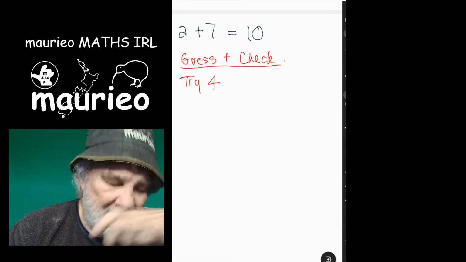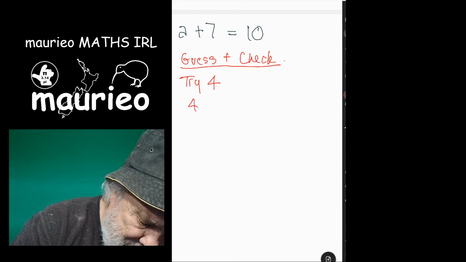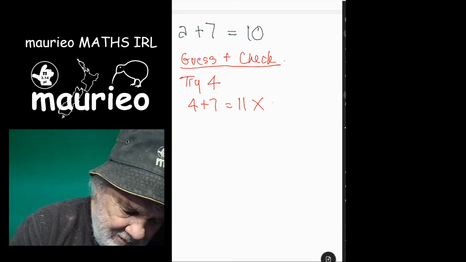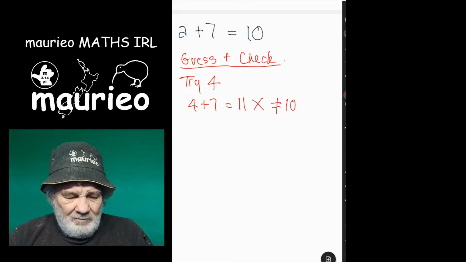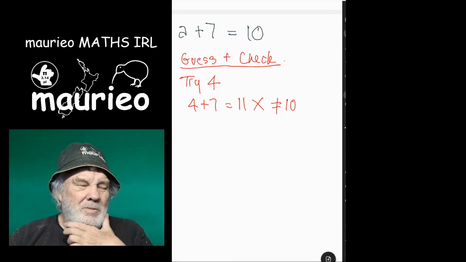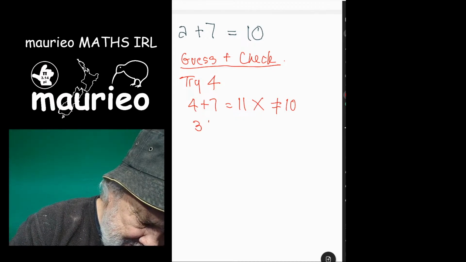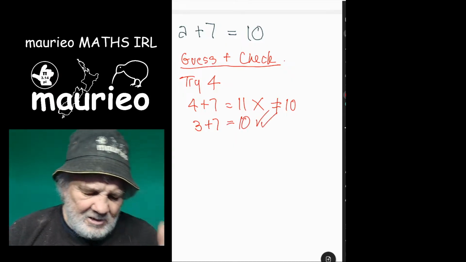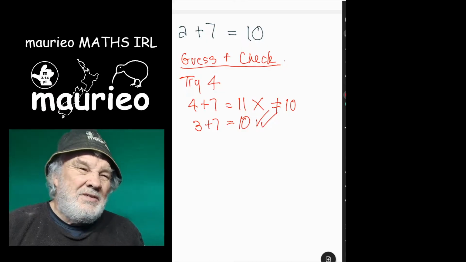Try 4. And so we can substitute the 4 back in for the A, and we get 4 plus 7, and that equals 11. So, no, it's not equal to 10. So therefore, A is not 4, that's 1 too many. So we'll just go 1 less, and we get 3 plus 7 equals 10. So that's guess and check. We can just try, but we can do better than that.